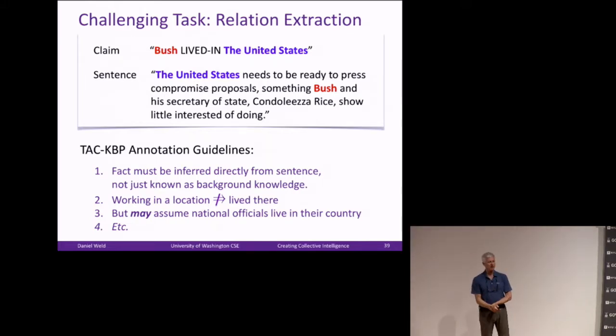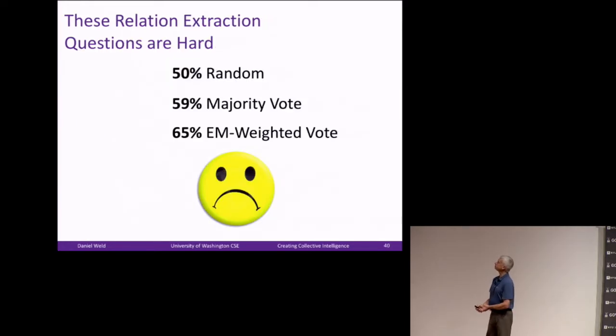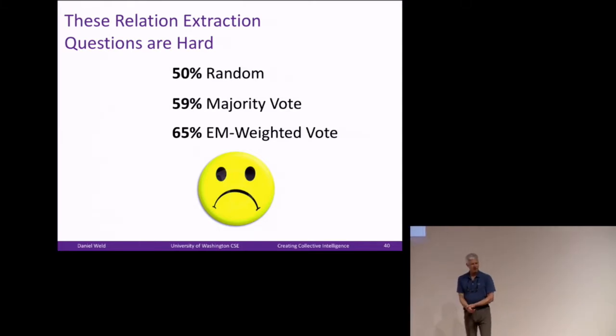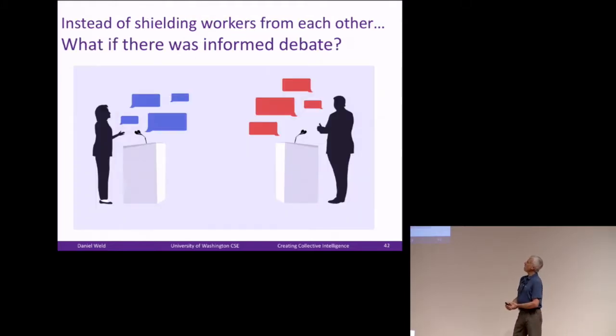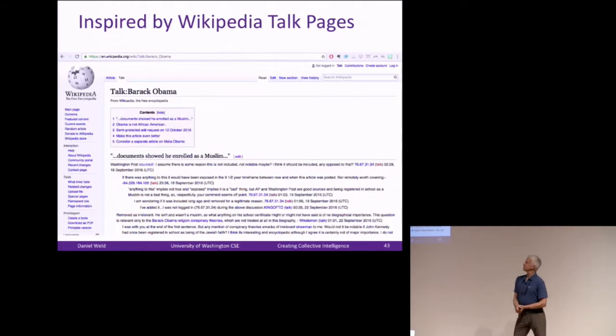It's actually surprisingly hard to make these judgments. It's so hard that if you just guess randomly, you should get it right 50% of the time. Majority vote gets it right only 59% of the time. And with EM, you get up to 65% of the time. That's like a terrible, terrible score. So clearly voting doesn't give us the results we want. So why not have them discuss with each other?